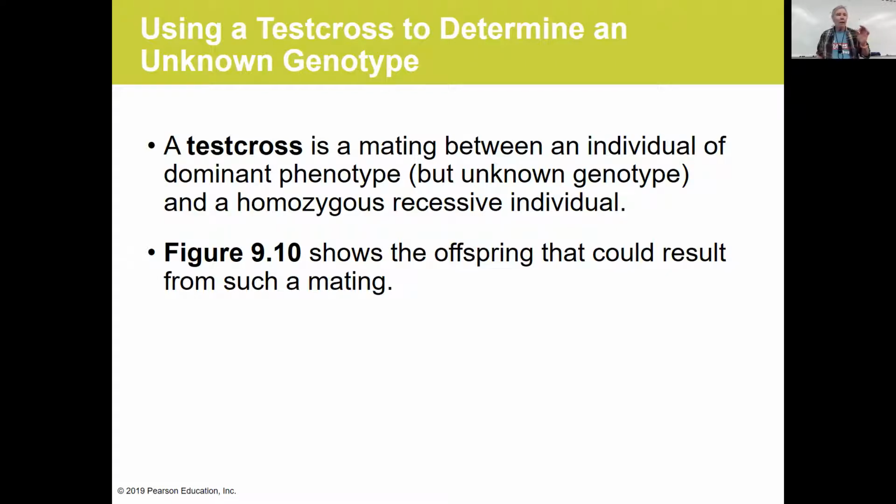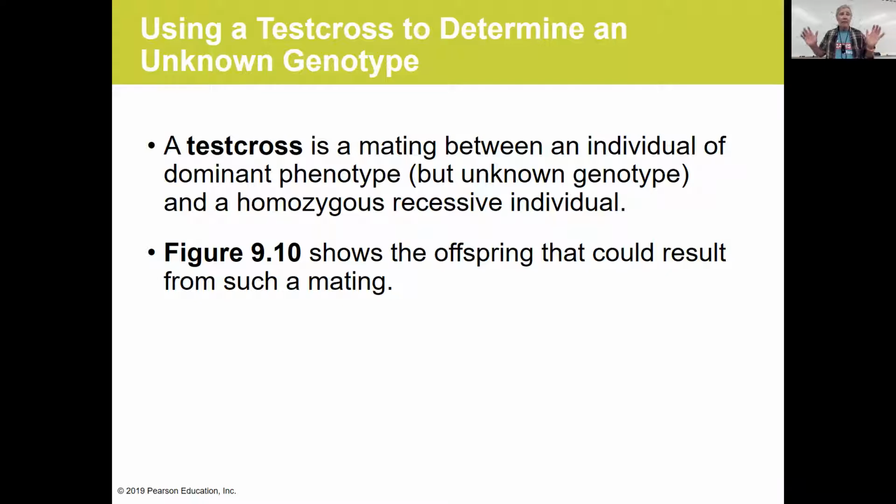So let's say you, for some reason, want to know whether that individual is homozygous dominant or heterozygous. Maybe you have some financial interest in this, and so how are you going to find out? You can't dissect them and see whether they're homozygous dominant or heterozygous. What you do is what's called a test cross. You mate that individual with an individual that you know what their genotype is just by looking at it.